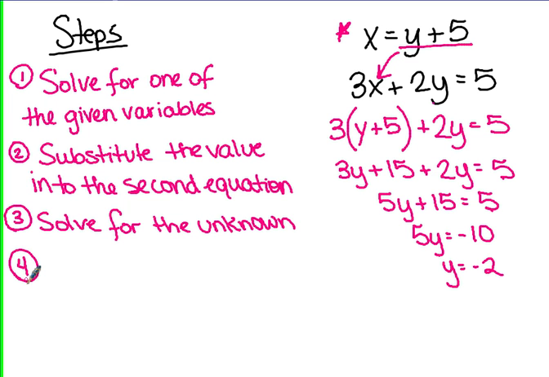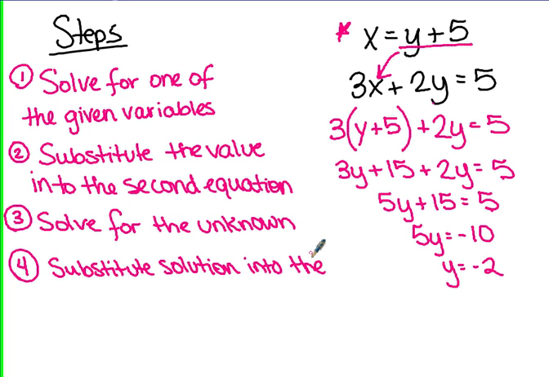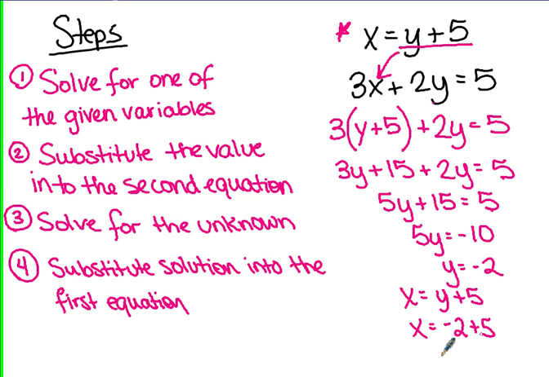Step 4, you're going to substitute that solution into the first equation, in this case to solve for x. So now that we have y equals negative 2, we're going to come back to our first equation, which was x equals y plus 5. And we're going to substitute negative 2 in for y. So x equals negative 2 plus 5, which means that x equals 3. Right, so we have x equals 3, y equals negative 2.